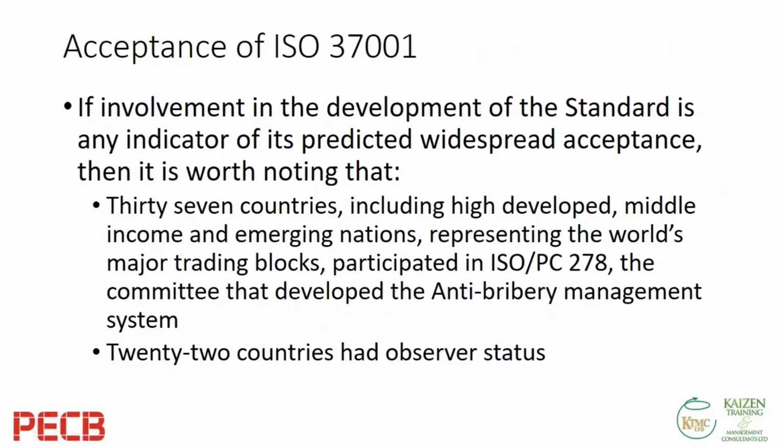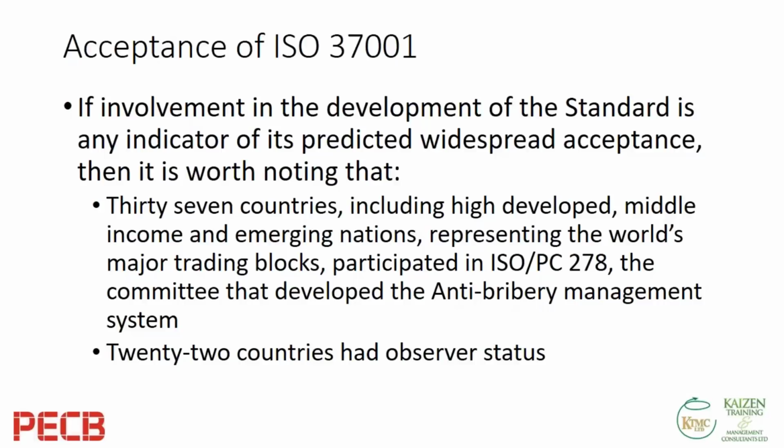Let's talk about acceptance of the standard as we move towards the close of this webinar. If involvement in the development of the standard is any indicator of its predicted widespread acceptance, then it is worth noting that 37 countries, including highly developed, middle-income and emerging nations representing the world's major trading blocs, participated in ISO PC 278, the committee that developed the anti-bribery management system. 22 countries had observer status.